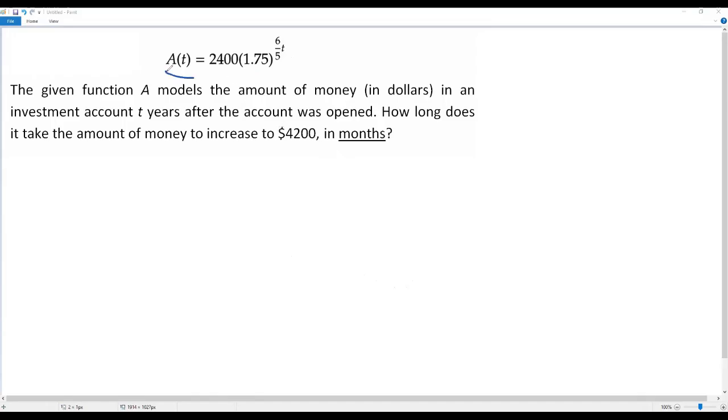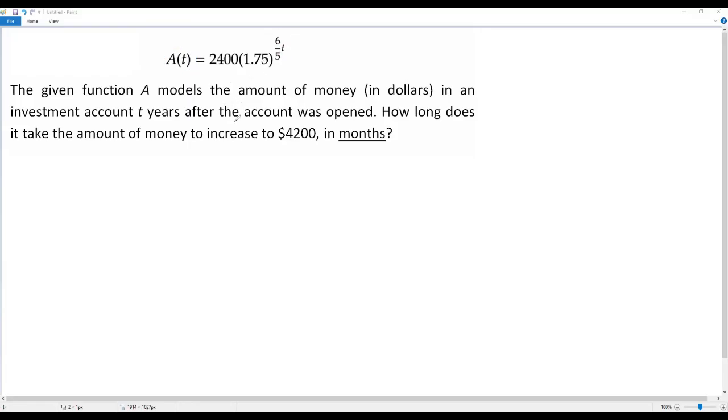Okay, here we have an exponential function, and in this exponential function, this value 2400 represents the initial value. That is the amount invested in the account initially, that is when t equals 0. And this A of t represents the amount of money in the investment account after t years of time period.